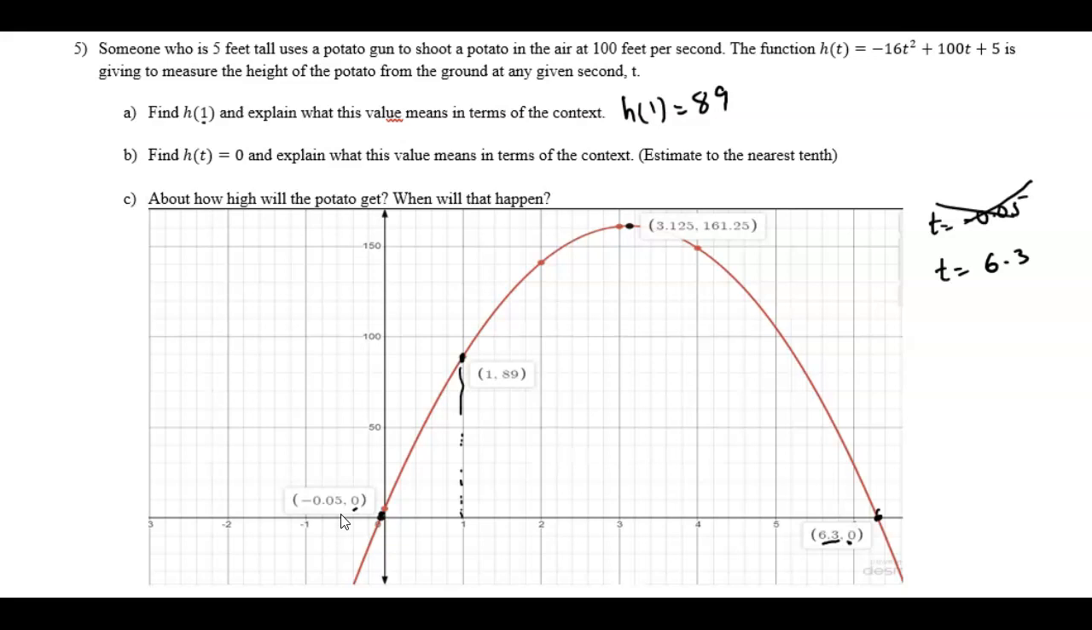If you do it in the calculator, you find a bunch of numbers, but they want it rounded to the nearest tenth. So therefore this will be good right here, 6.3.